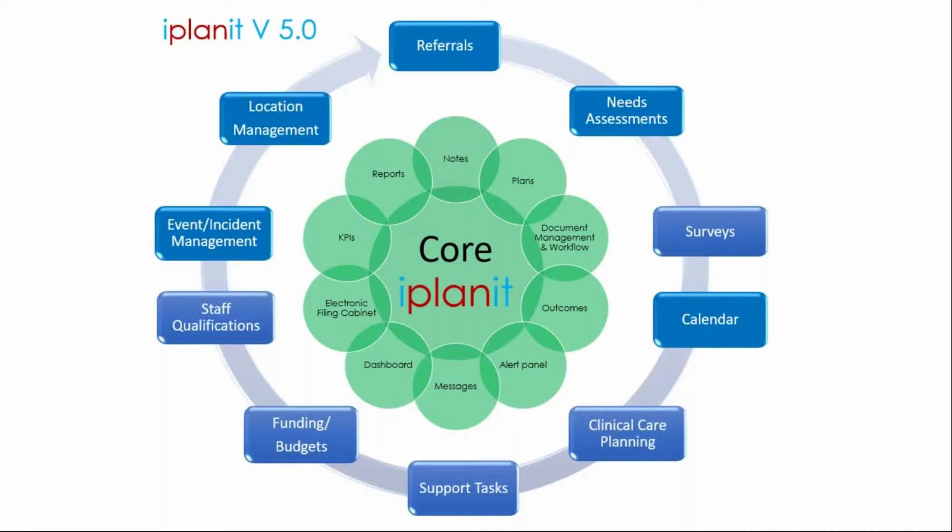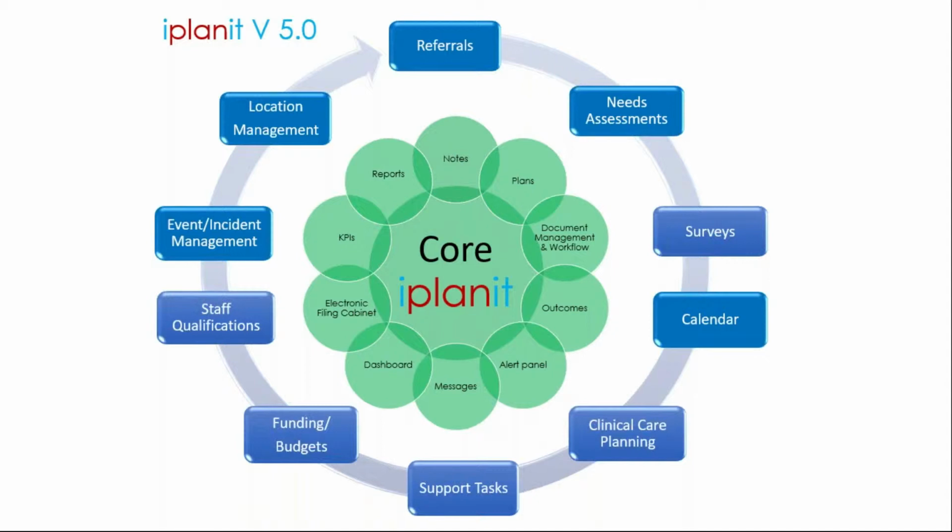The center circle, the green circles, that's the core iPlanet system. Everybody who rolls out iPlanet gets that functionality. And then the blue squares on the outside, the bolt-ons: a provider might say, well, we need a referral system, so we'll add that on, or we need a calendar system for the people we support, so we'll add that on. So those on the outside don't come as standard, but you pick and choose what might be relevant to you.